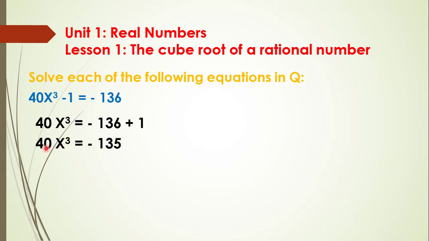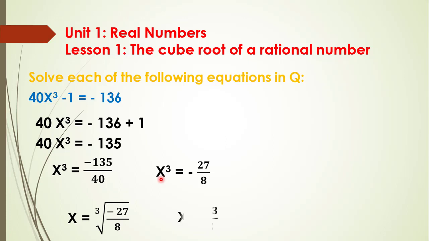Now it's turn to divide by 40 both sides. So x to the power 3 will be negative 135 over 40. By dividing by 5, it will be negative 27 over 8. So x to the power 3 equals negative 27 over 8. Now I want x, I don't want x to the power 3. I want x only. So I'll take the cube root for both sides. The cube root of negative 27 is negative 3, and the cube root of 8 is 2. So the result is negative 3 over 2.